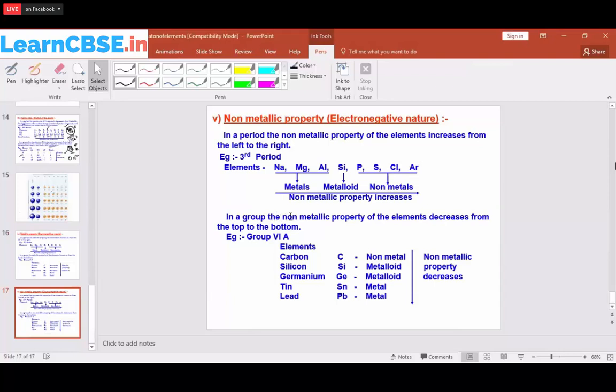In a group, the non-metallic property of the elements decreases from top to bottom. The same example: group 4A, carbon, silicon, germanium, tin, lead. Carbon is the non-metal, silicon is a metalloid, germanium is a metalloid, tin is a metal, lead is a metal. So when you are moving down the group, the non-metallic character decreases. When you are moving from left to right in the period, the non-metallic character increases.